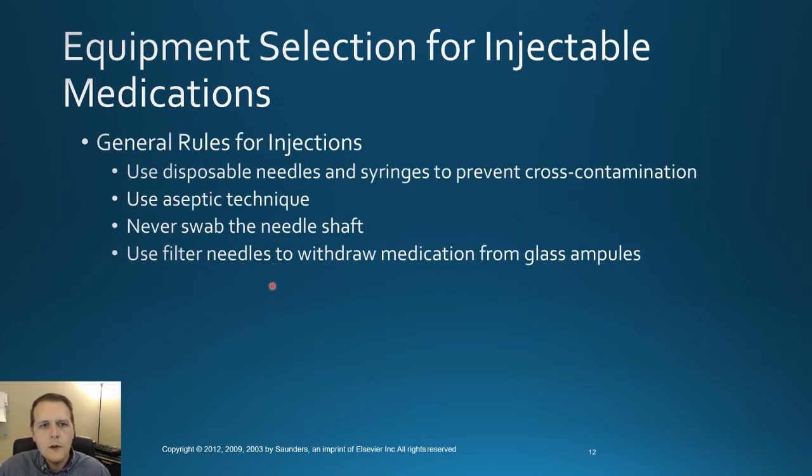So, general rules when using injections: make sure you use disposable needles and syringes to prevent cross-contamination. Every time you use it on a different patient, just get rid of it and use a brand new one. Make sure to use aseptic technique, which means you're keeping everything as sterile as possible. You never ever touch the needle. You never touch the barrel of the syringe except for the very end of it, or the plunger, I should say. You make sure you're using alcohol swabs on the patient effectively, all those sorts of things. Never ever swab off the needle shaft. Always get a new one if you're not sure if it's sterile. Always err on the side of sterility here, okay? And then we'll talk about using filter needles in a second when using glass ampules.